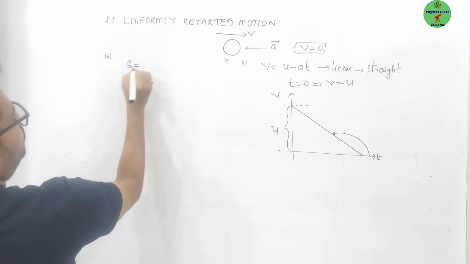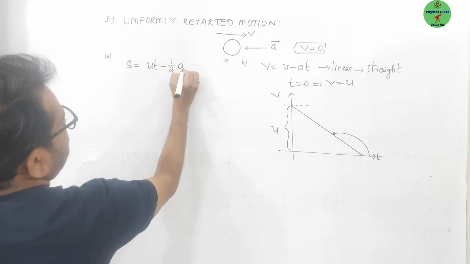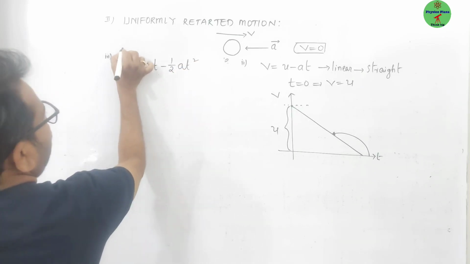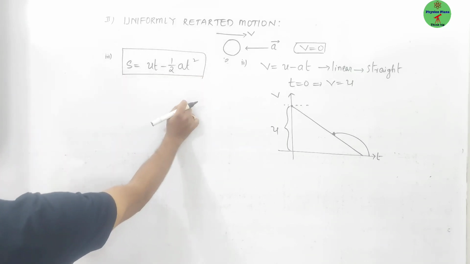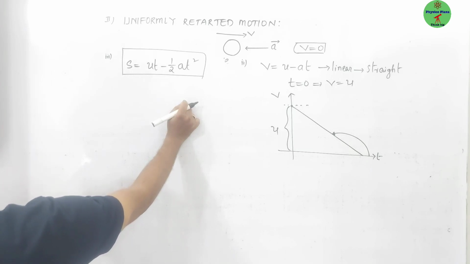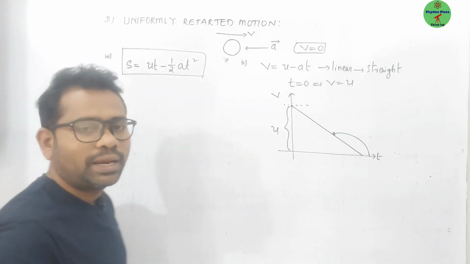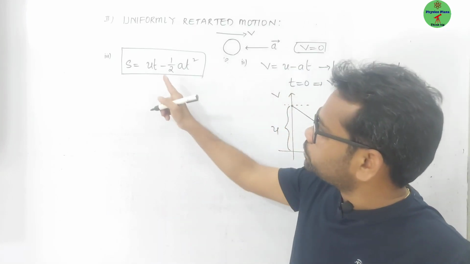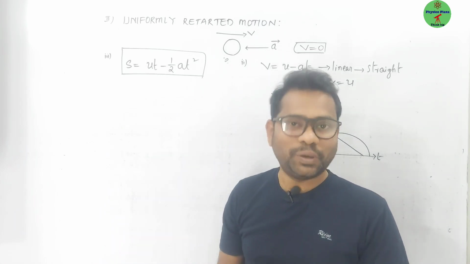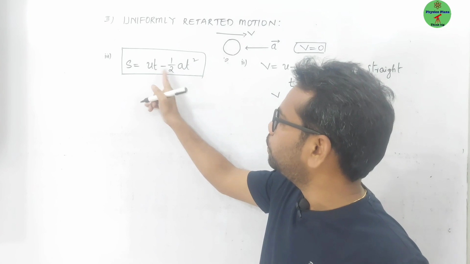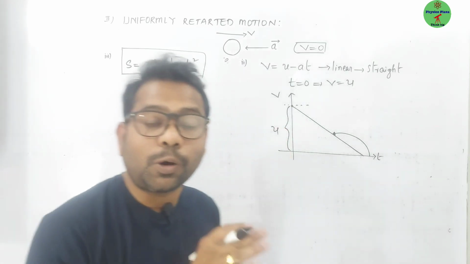S is equal to ut minus half at square. Why are we writing minus here? Why not plus? Because acceleration is negative. Now in this equation, what kind of equation is it? It is a quadratic equation, and we are going to get a parabola. If you substitute time is equal to 0, then displacement will be 0, which means that parabola starts from the origin.